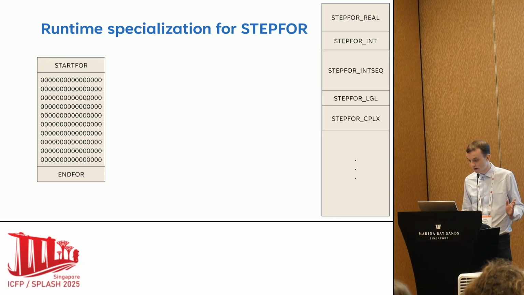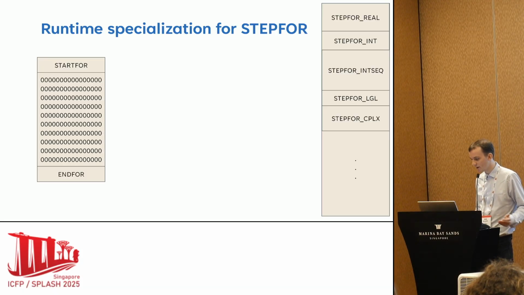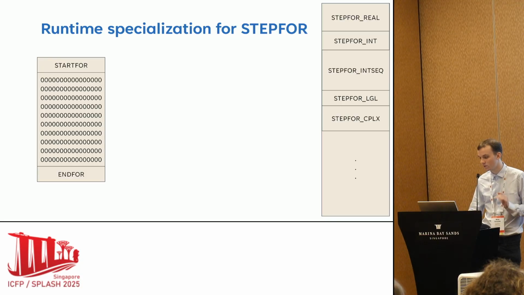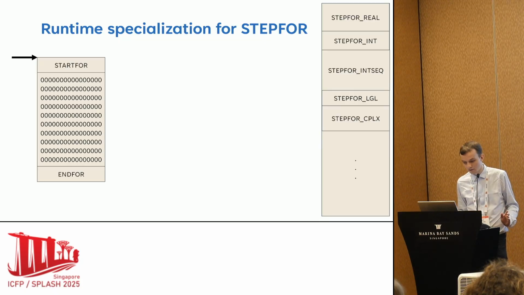So at compile time, during the copy and patch, native code like this is emitted into memory. The space in between start and step for is left blank in the size of the largest step for variant. Now let's see the execution.